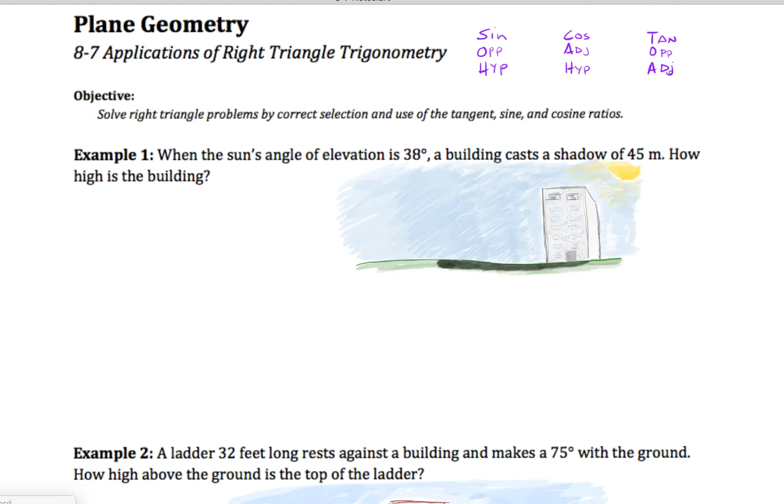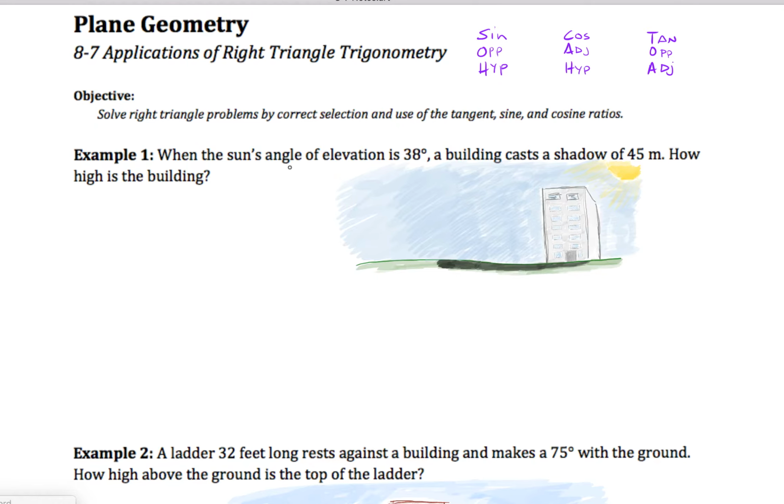adjacent. And so as long as we remember how we determine what the opposite side is and what the adjacent side is and what the hypotenuse is, this should be a nice easy way of remembering what the definition of sine, cosine, and tangent are. So let's jump right into our first problem here.